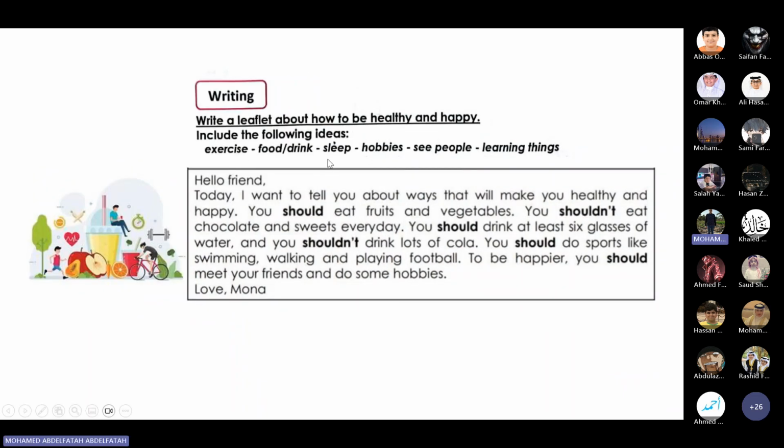Here, write a leaflet about how to be healthy and happy. Some advice, how to be healthy and happy. Remember, you can write an email to your friend. You can write a letter to your friend. You can write a topic to your school magazine, for example. Okay? Include the following ideas: exercise, food or drink, sleep, hobbies, see people, and learning things.